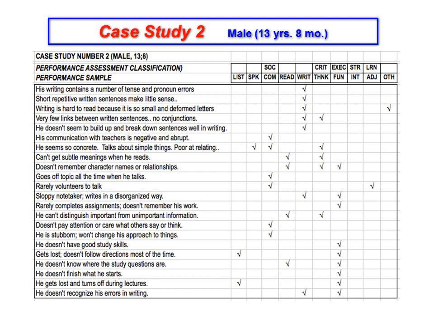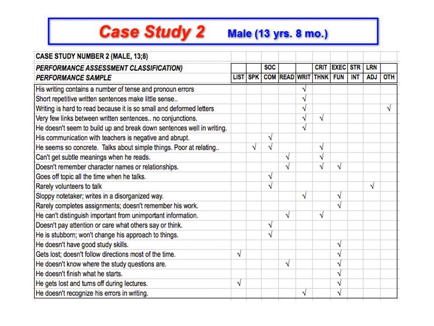His communication with teachers is negative and abrupt. That's social. He seems so concrete. Poor, talks about simple things: speaking and social communication and critical thinking. Can't get subtle meanings when he reads. Reading and critical thinking. Look at this stuff. He doesn't remember character names or relationships. Goes off topic. Rarely volunteers to talk.